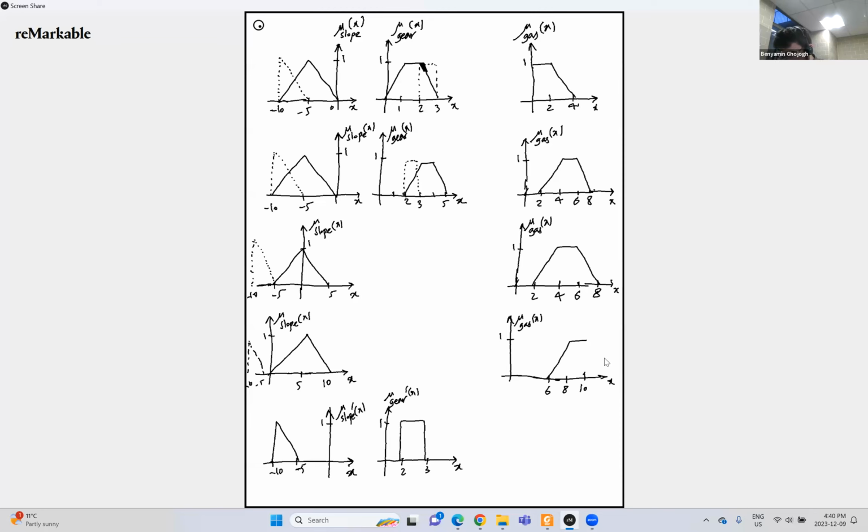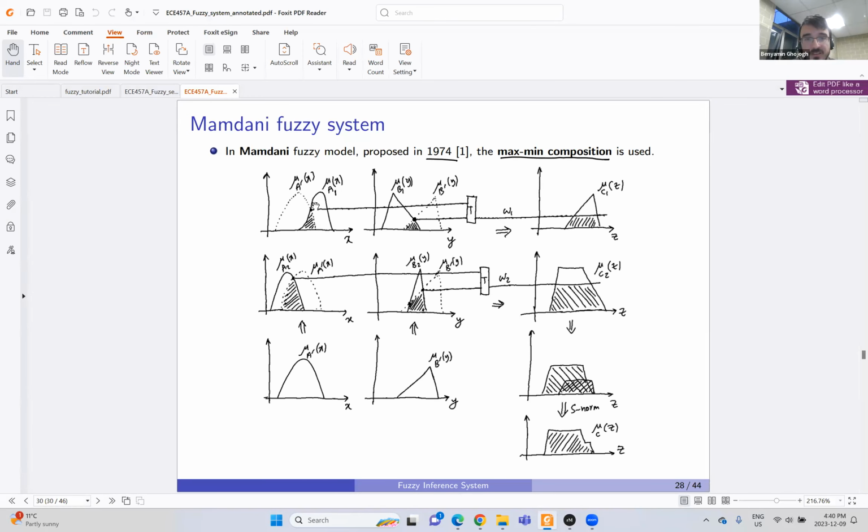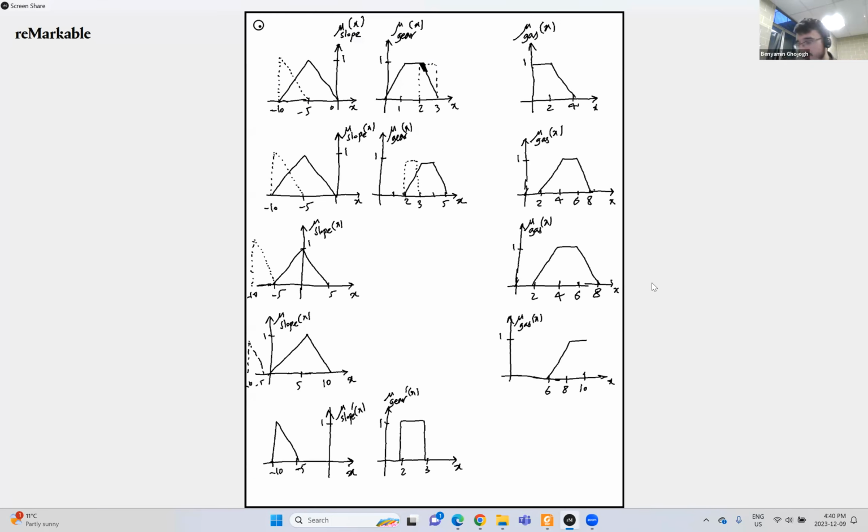Right? Now we need to do... you remember? So what were we doing here in Mamdani? We said, what is the T norm between mu A1 and mu A prime? Likewise here, what is the T norm between mu slope and mu slope prime? It's this, right? Also here, it's this. Also here, it's just this point. Here, it's nothing, right? Zero.